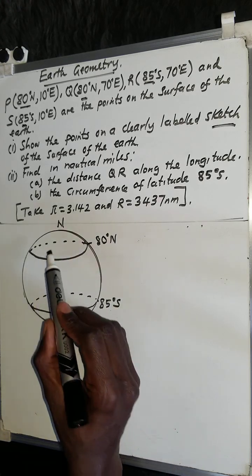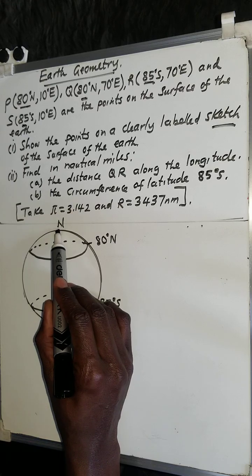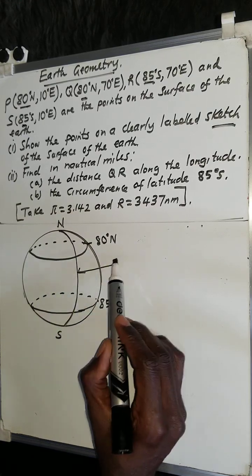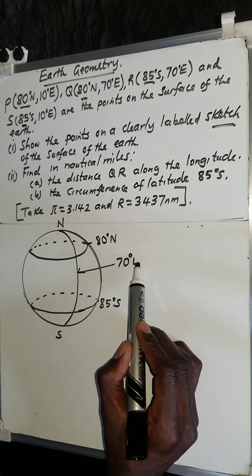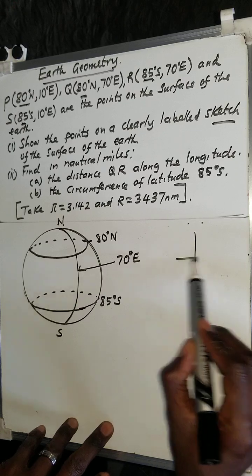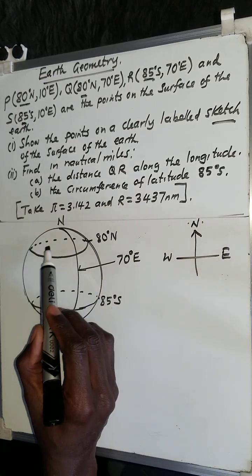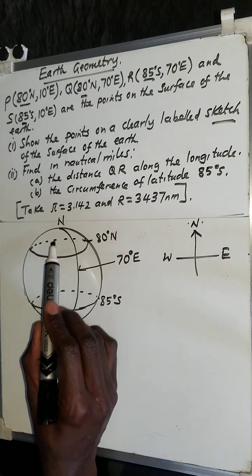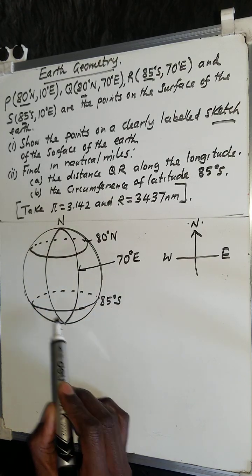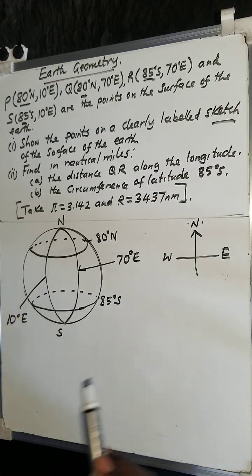What I can simply do, it doesn't matter, you can just show those points. For example, I can draw that and indicate to say this is 70 degrees to the east. If you look at your compass, the north, that is your west and that is your east. Then I can also represent another point there. Again, I can say that is 10 degrees to the east.